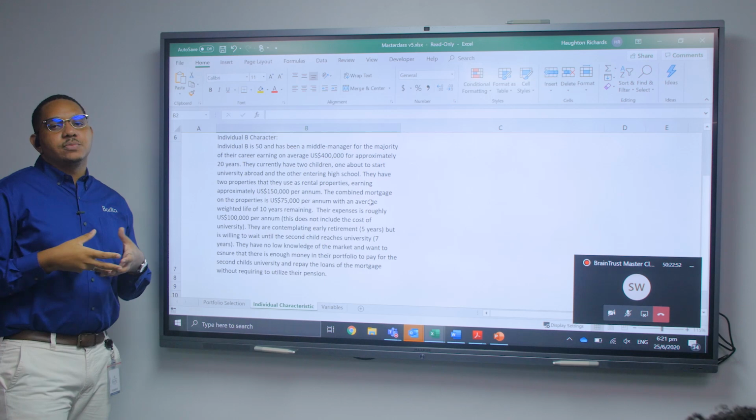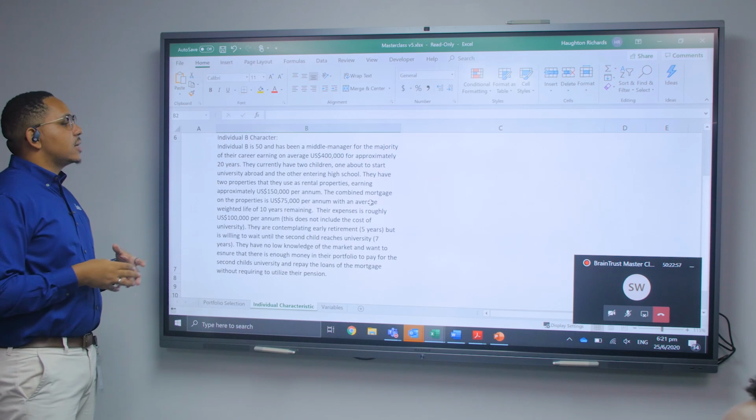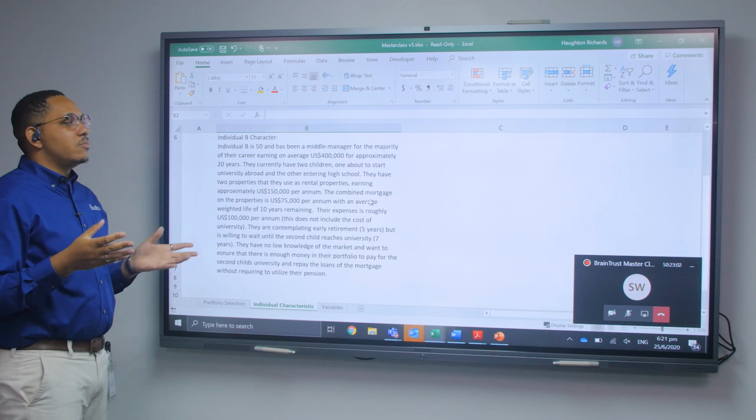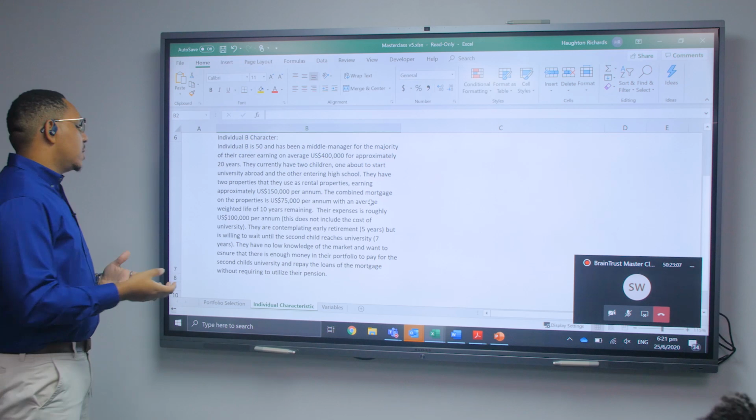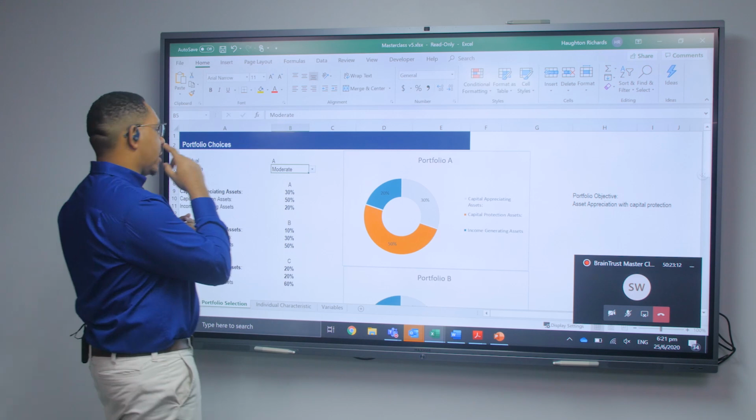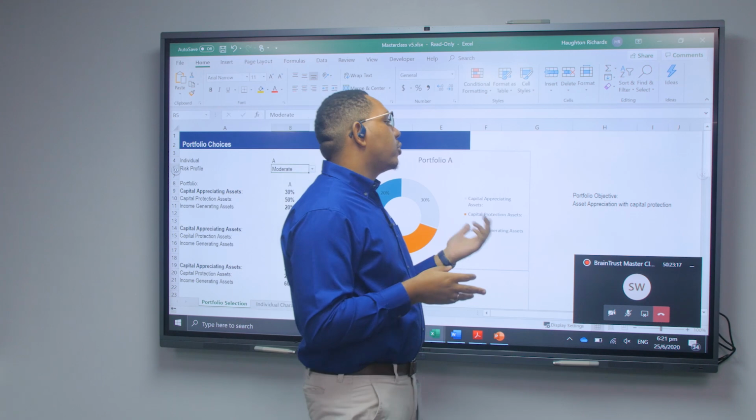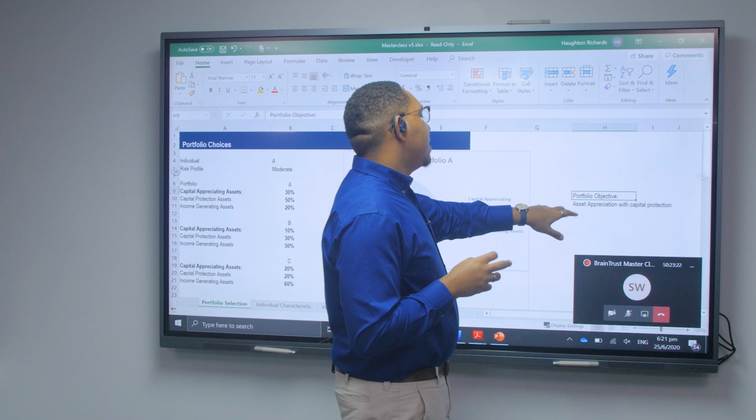We're doing it the old school style where you look upon a person and say, yeah, man, I get this, I'm going to do that. But really and truly, in the modern day, 2020, there are actually models that take a lot of the guesswork out of it. But still, you have to have a little bit of human interaction with it. So we're going to start off with individual A. I already determined what the objective of the portfolio is, so that they take the guesswork out of it for people. The portfolio objective is to have asset appreciation with capital protection.